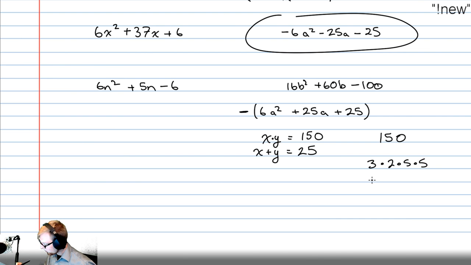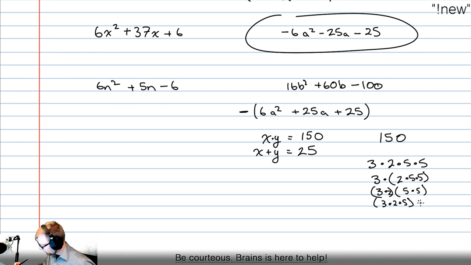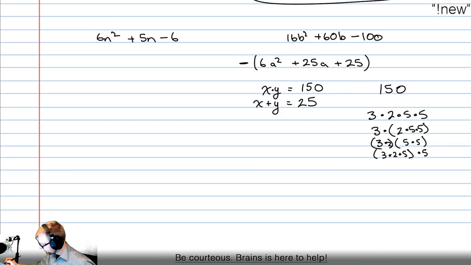Okay, so all your combinations should be what? 3 times 2, 5, and 5. And then 3 times 2 times 5 times 5. And then another one would be 3 times 2 times 5, times 5. Now, is there any other ones? The 3 and 5 and 2 and 5. Okay, 3 times 5, and 2 times 5.